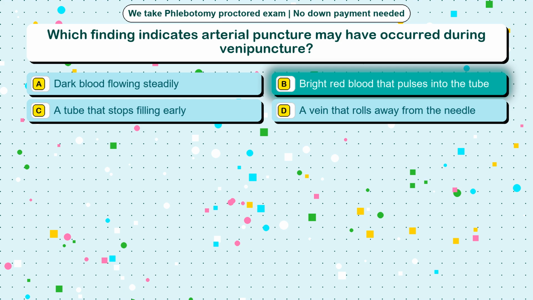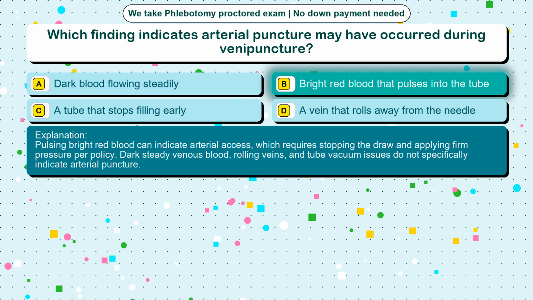Bright red blood that pulses into the tube. Pulsing bright red blood can indicate arterial access, which requires stopping the draw and applying firm pressure per policy. Dark steady venous blood, rolling veins, and tube vacuum issues do not specifically indicate arterial puncture.